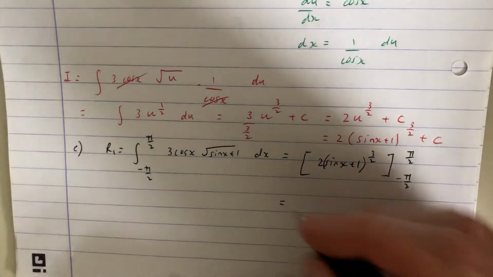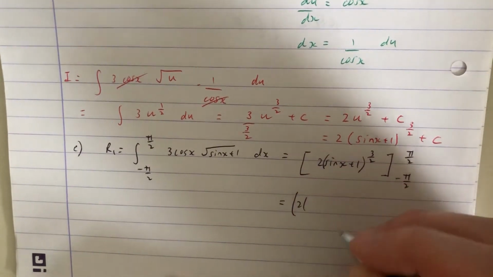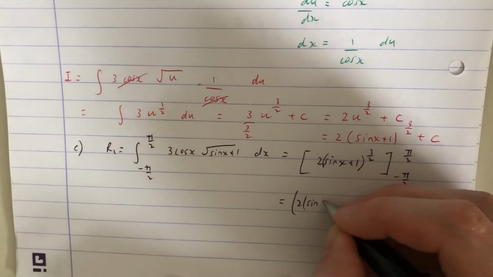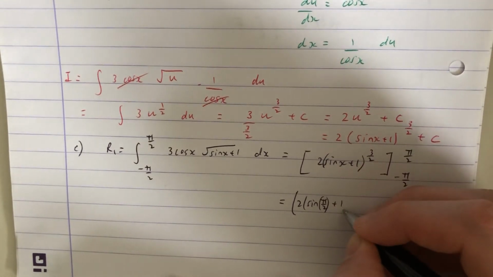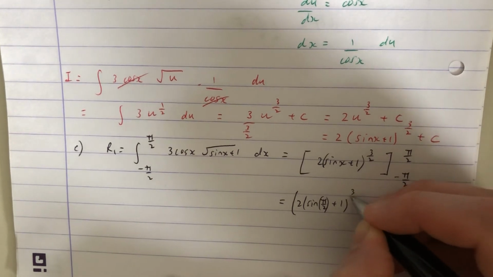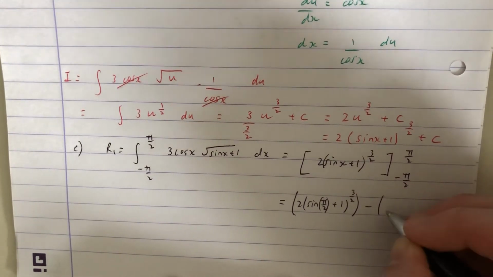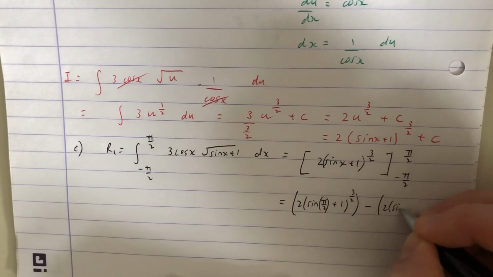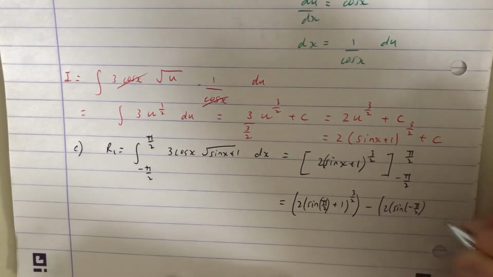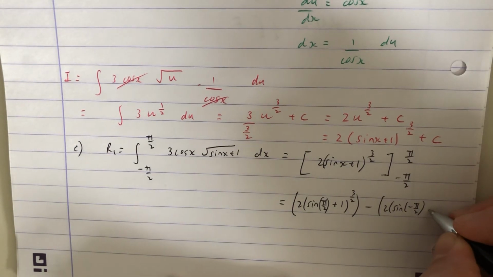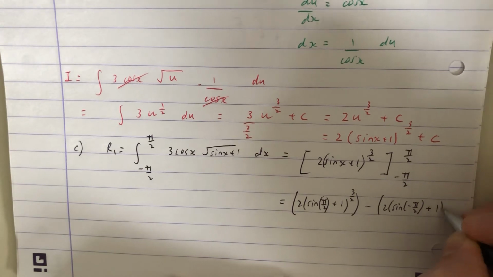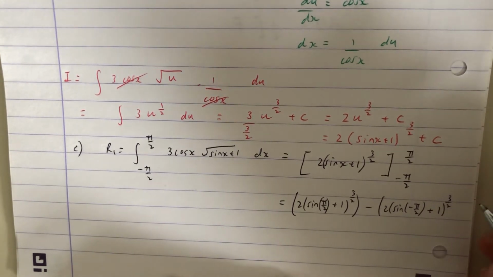So okay, let's do this the long way. So let's show the substitution. So 2 sine pi by 2's plus 1 to the power of 3 over 2, subtract 2 sine minus pi by 2's plus 1 to the power of 3 over 2.